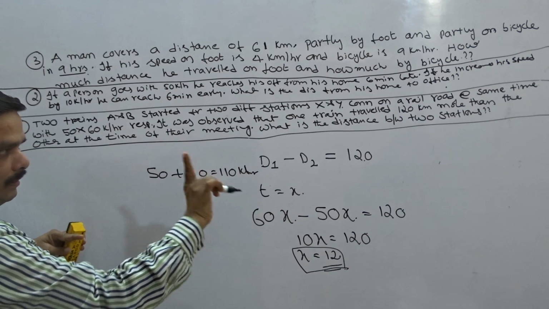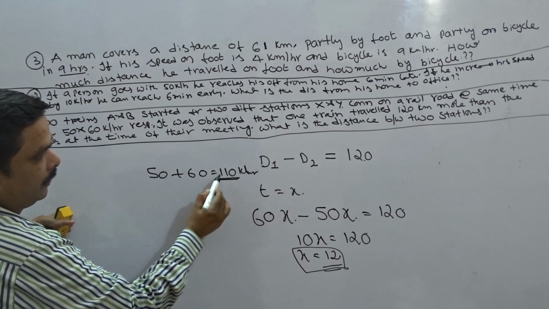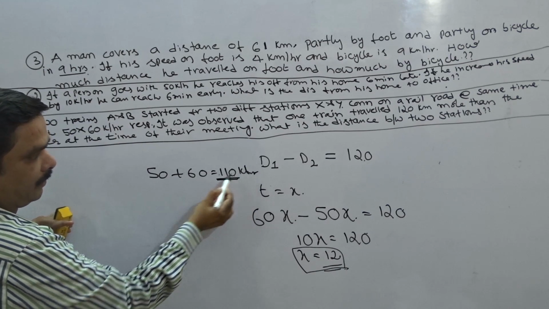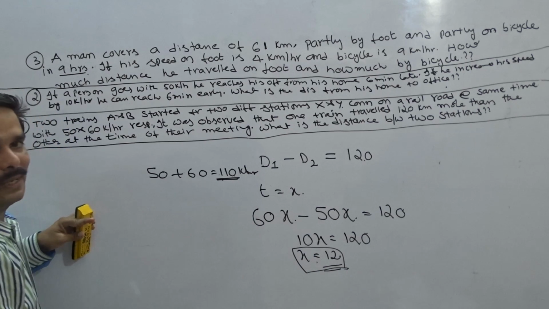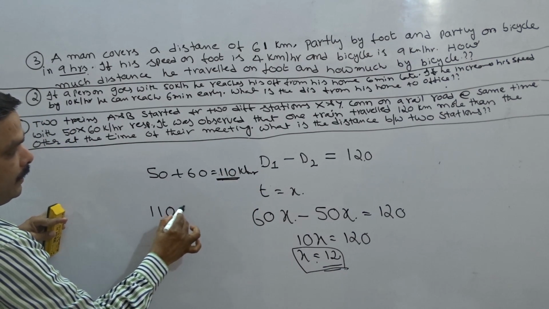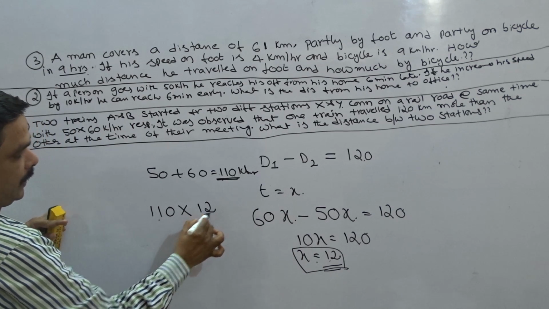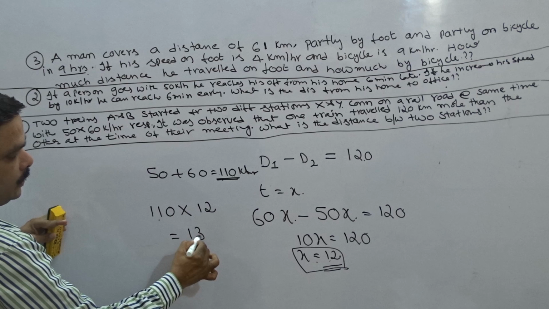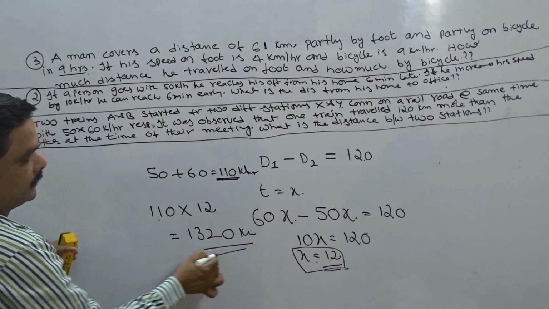Means in this question, both the trains' speed together is 110 kilometers per hour, and both traveled for 12 hours. Then the total distance traveled is 110 into 12, speed into time. You will get 12 elevens, 132, 1320 kilometers is the answer.